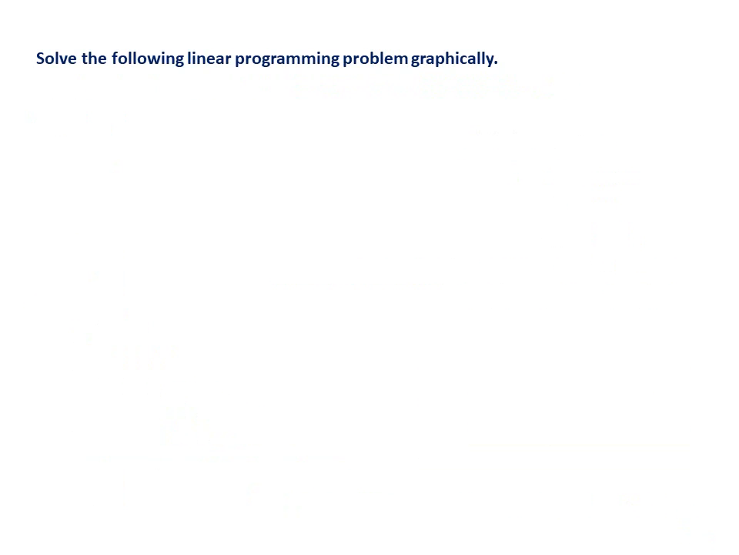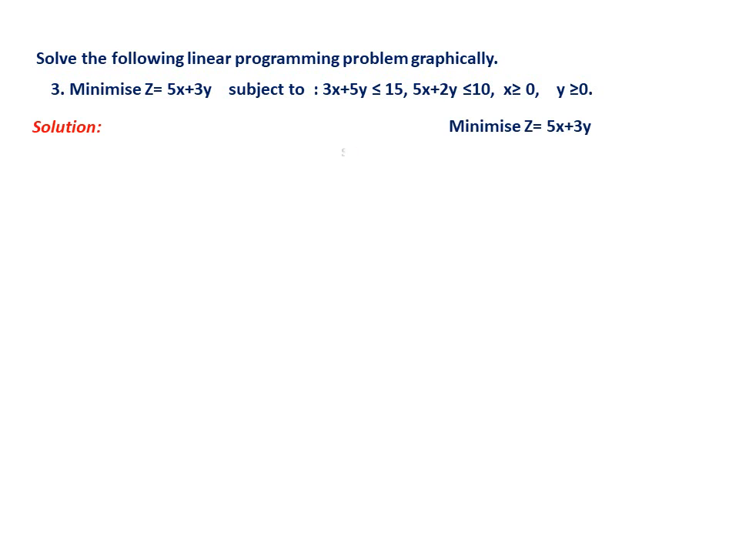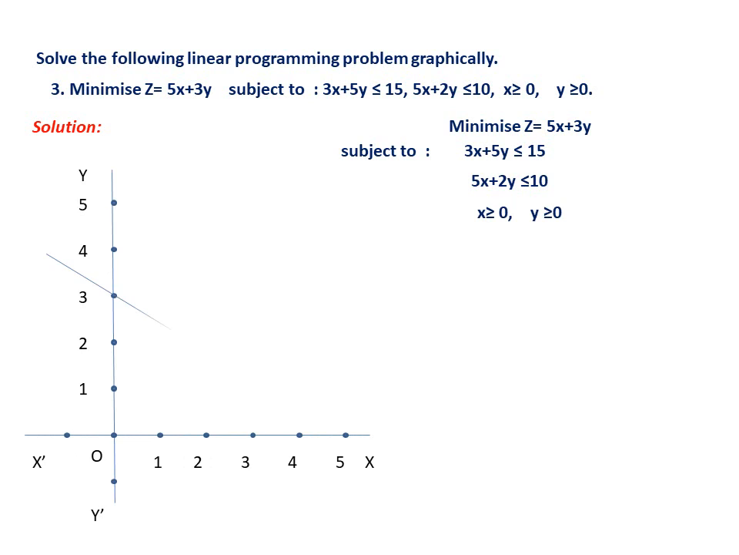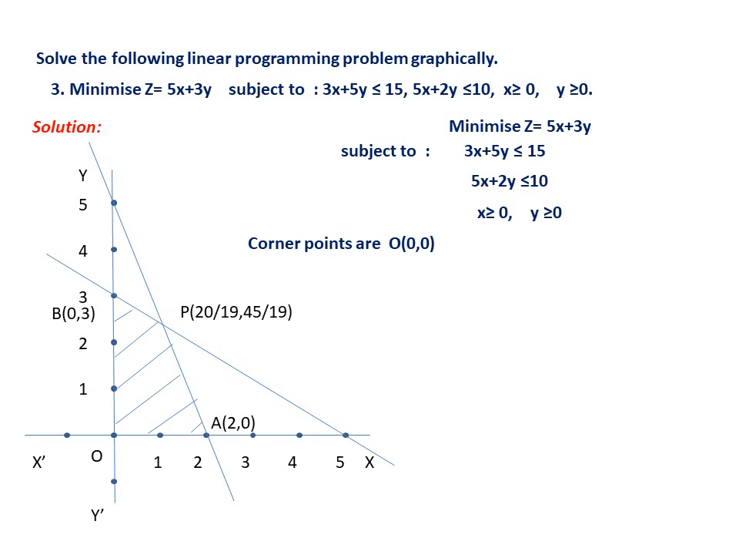Next, solve the following linear programming problem graphically. See, third question. Once again it is minimize 5x plus 3y subject to two constraints, 3x plus 5y less than or equal to 15, then 5x plus 2y less than or equal to 10. Of course, the non-negative constraint is always there. So this is the structure, you have to write this first, then draw the graph as before. Every time you have to draw the straight line and then find the feasible region. See here, this is the feasible region.